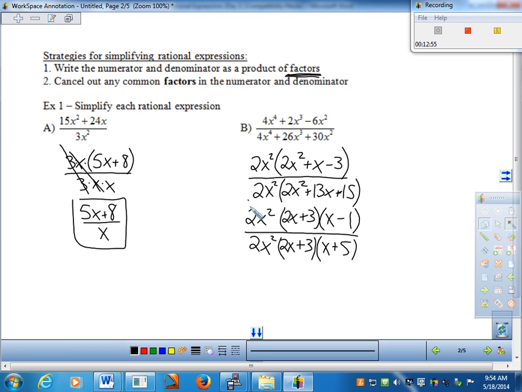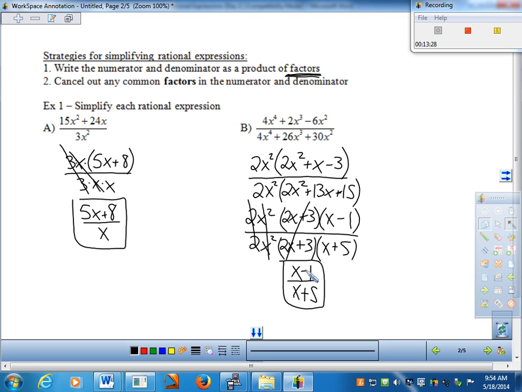So 2's, yes. Both factors of x, yes, absolutely. 2x plus 3's, yes. Notice again, everything that I cancel is separated on both sides with multiplication, so truly everything is in factored form. Now I'm ready to go with the x minus 1 and x plus 5. Do the x's cancel here and make it negative 1/5? No, no, no, of course not. Absolutely not. Notice those x's are separated with plus and minus, so you can't do it.